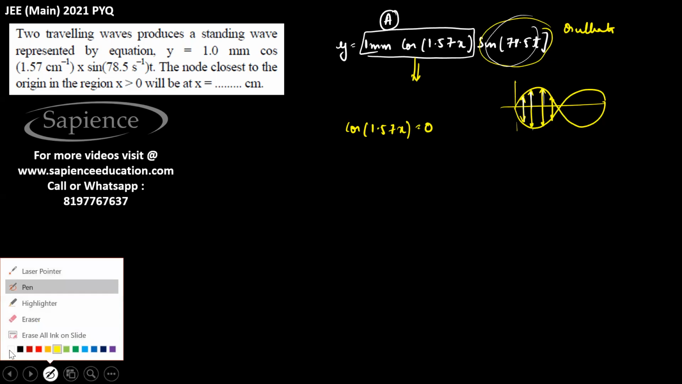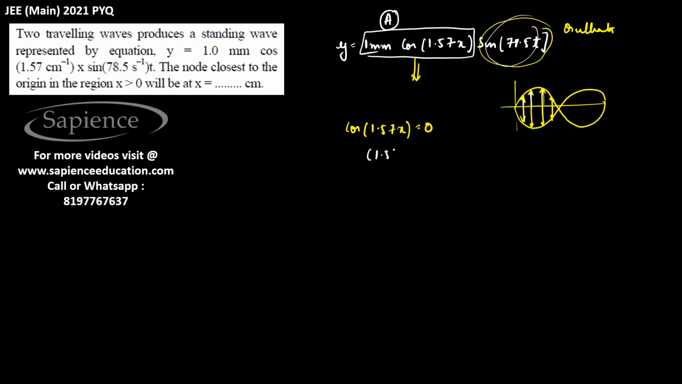Cos is 0 at 90 degrees, so we can say that 1.57 x is equal to 90 degrees, but in radians it can be written as pi by 2. We will solve this, but make sure that this is in the unit of 1.57 per centimeter, so you are getting the answer in centimeters. So 3.14 by 2 is 1.57, so x is 1 centimeter. He asked for the answer in centimeters, so the answer again will be 1.00.